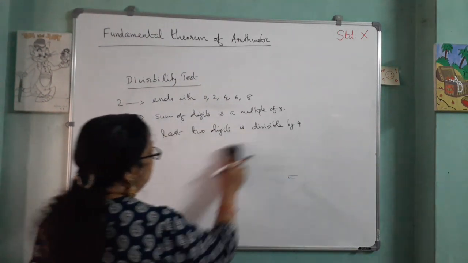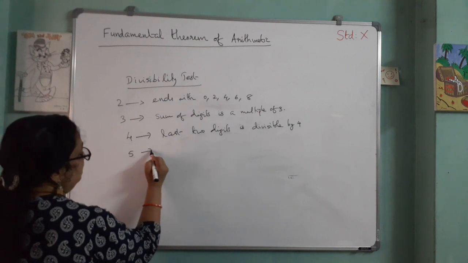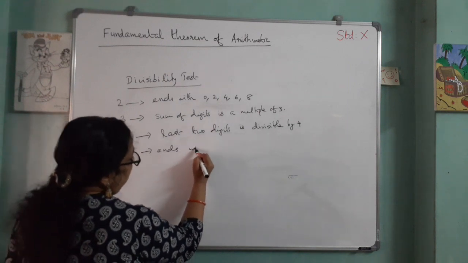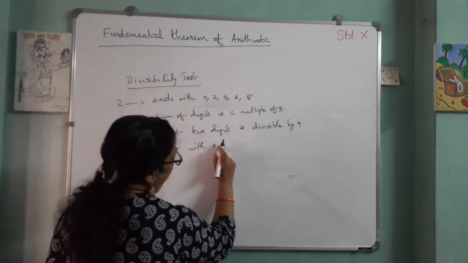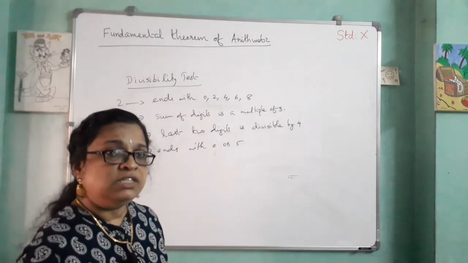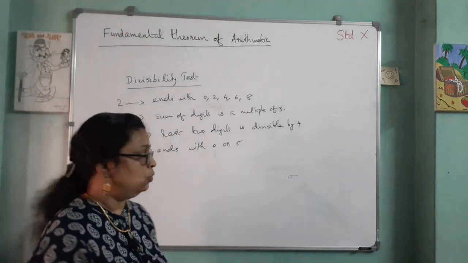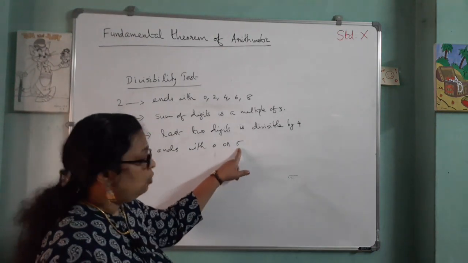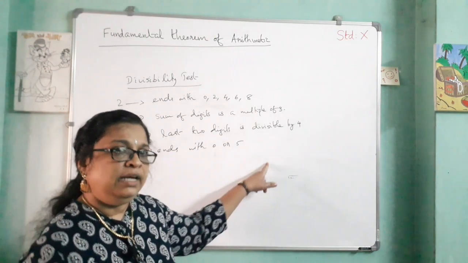And then divisibility test of 5. That is, the number ends with 0 or 5. That also we know. 5 table: 0, 5, 0, 5, that is how the number ends. So, if a number ends with 0 or 5, it is divisible by 5.